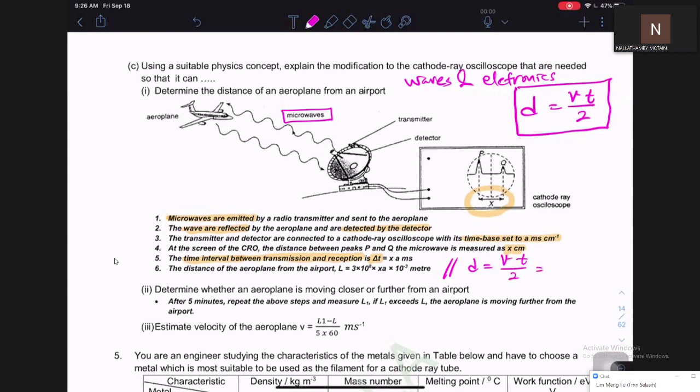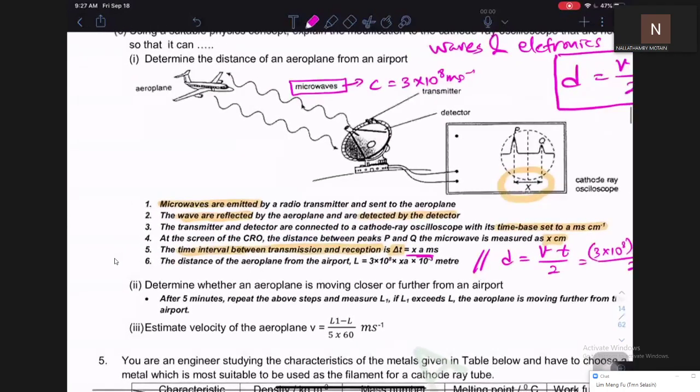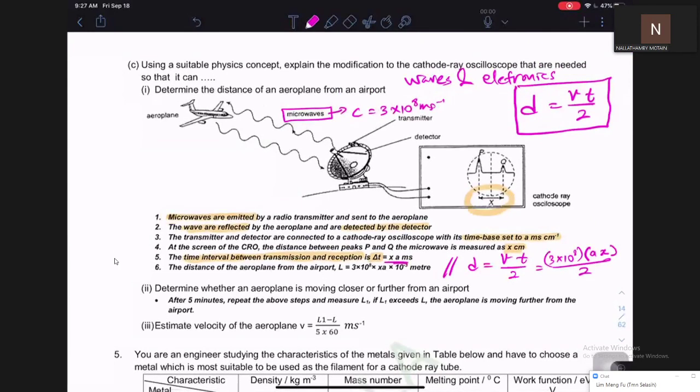And then the V. What is the speed of the microwave? Not only the microwave, all the electromagnetic waves. The speed is what? 3 times 10 to the power of 8 meter per second. So here, 3 times 10 to the power of 8. And then the T, you take this X, okay, AX divided by 2. Okay, so here missing one. You stop over here.